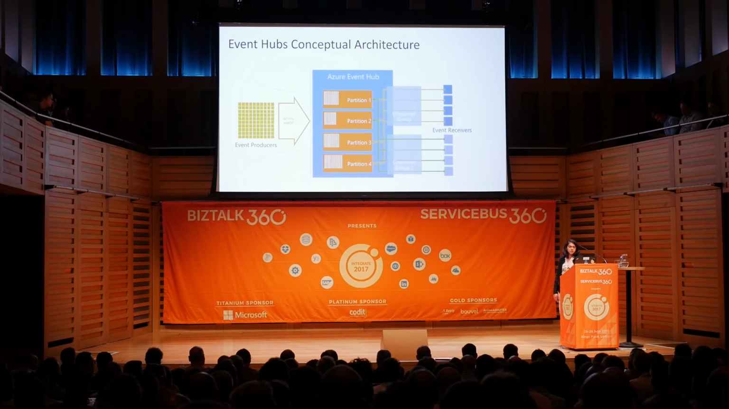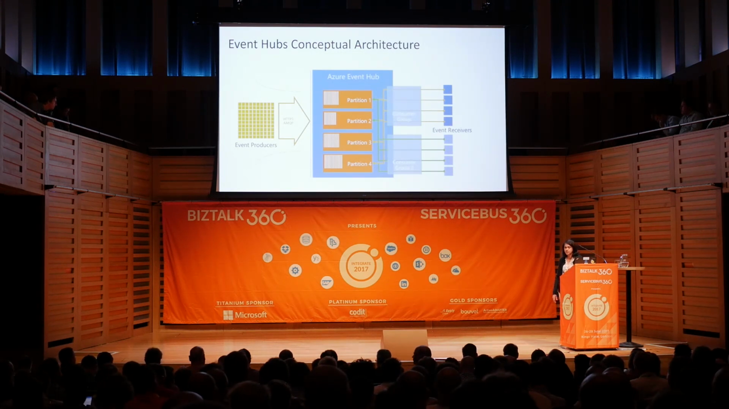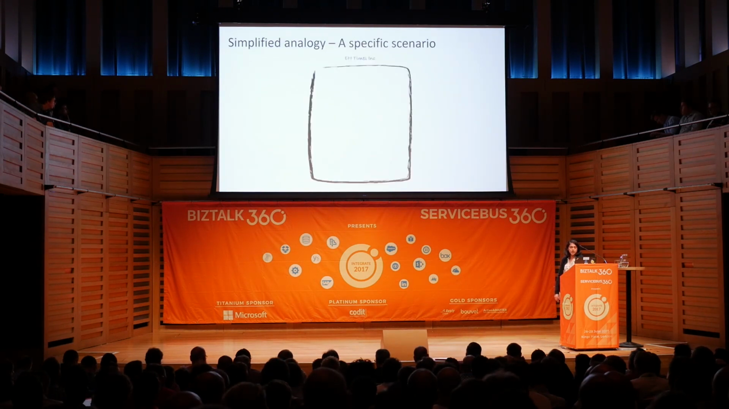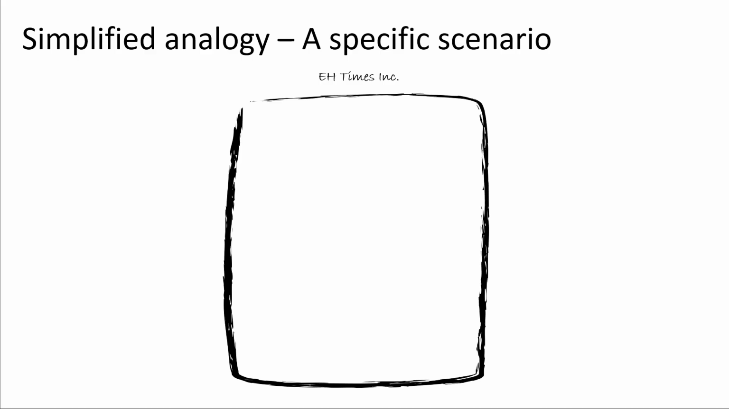I want to show a specific scenario of how the partitions map. It's a simplified analogy. I'm trying this for the first time, and I would really love to hear feedback on this. I'm taking a specific scenario where I have a news agency called EH Times, which can be mapped to your Event Hubs, and I have multiple reporters who send various news into EH Times.